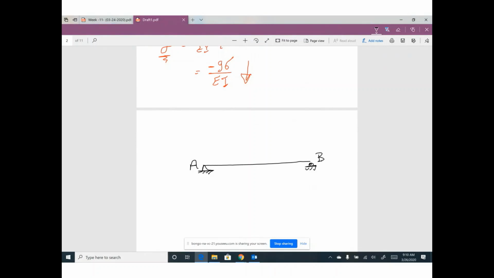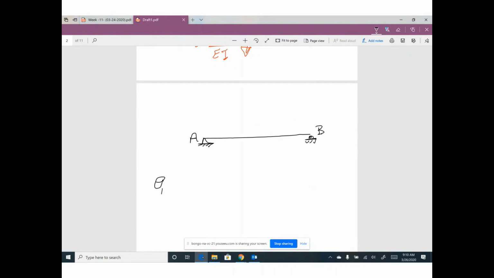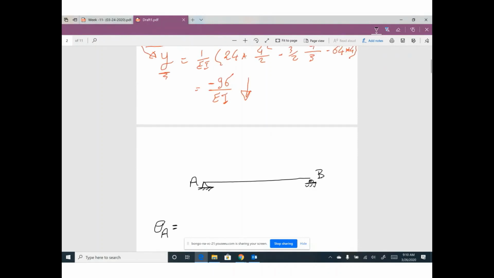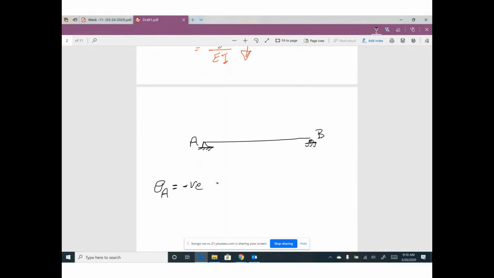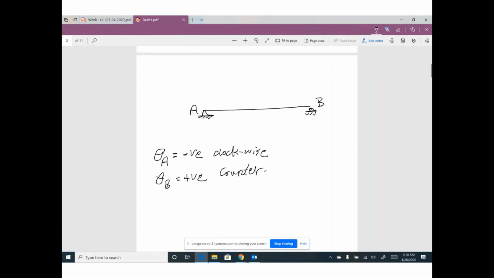Anybody can remind me the value for theta at A? I don't care how much, but it was negative. That means it's clockwise. Theta at B, it was positive, which means counterclockwise. Deflection at midspan, I don't care how much, but your value is negative. That means this point moved down. Okay, let's start. I will start with the deflection. Point A will not move. Point B will not move. The point at midspan moved down by deflection.